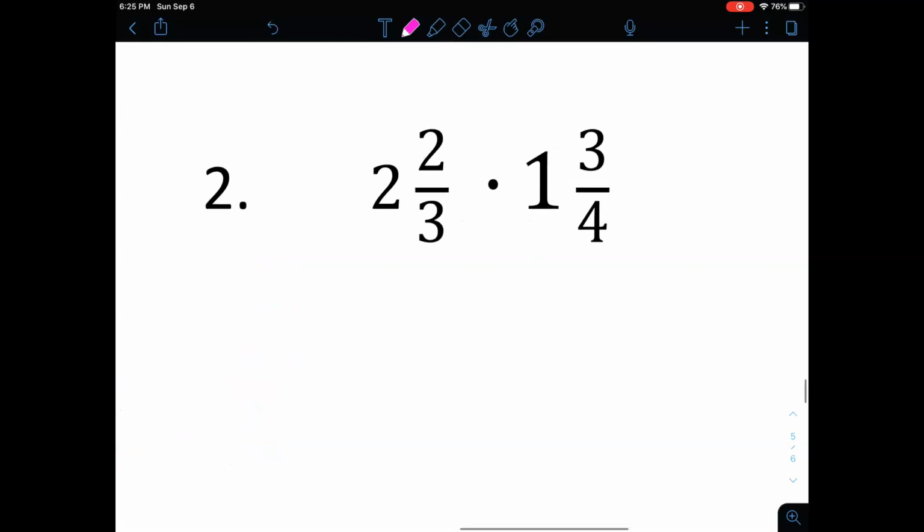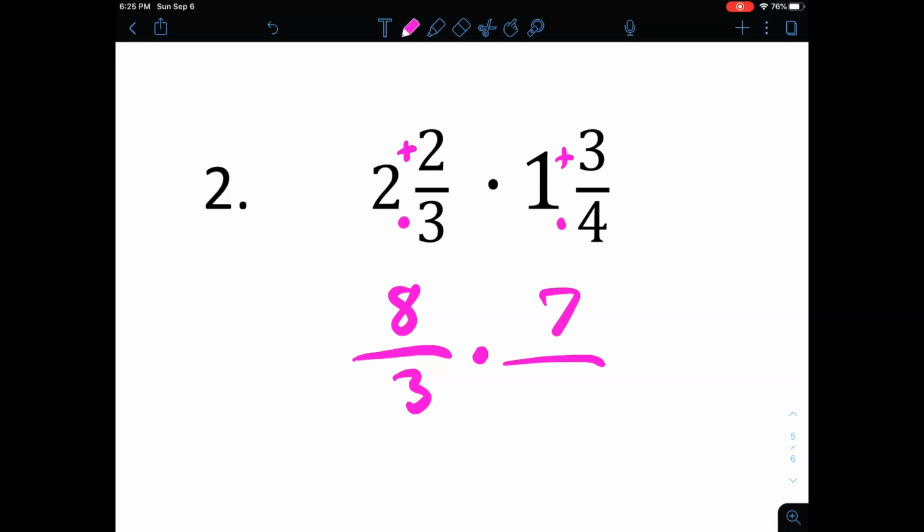one, number 2. 2 2/3 times 1 3/4. We have to multiply 2 times 3 and add 2. So 2 times 3 plus 2. What's 2 times 3? That is 6. And 6 plus 2 is 8. 8 over 3 times. Then we have 1 times 4 plus 3. What's 1 times 4? That is 4. And 4 plus 3 is 7.